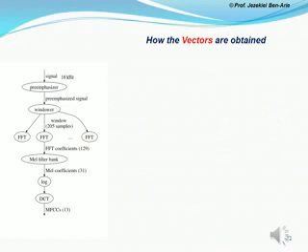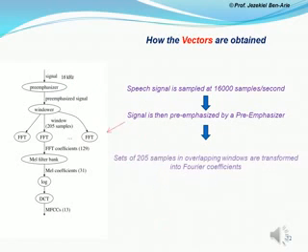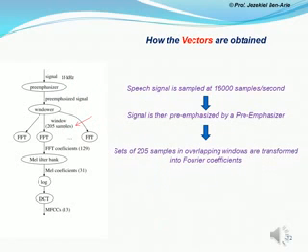On the left, we see a flowchart representation of the steps of extracting the vectors which are used by our speech recognizer. At the first stage, speech signal is sampled at 16,000 samples per second. The high frequencies in the sampled signal are then emphasized using a pre-emphasizer. Next, sets of 205 samples in overlapping windows are transformed into Fourier coefficients.